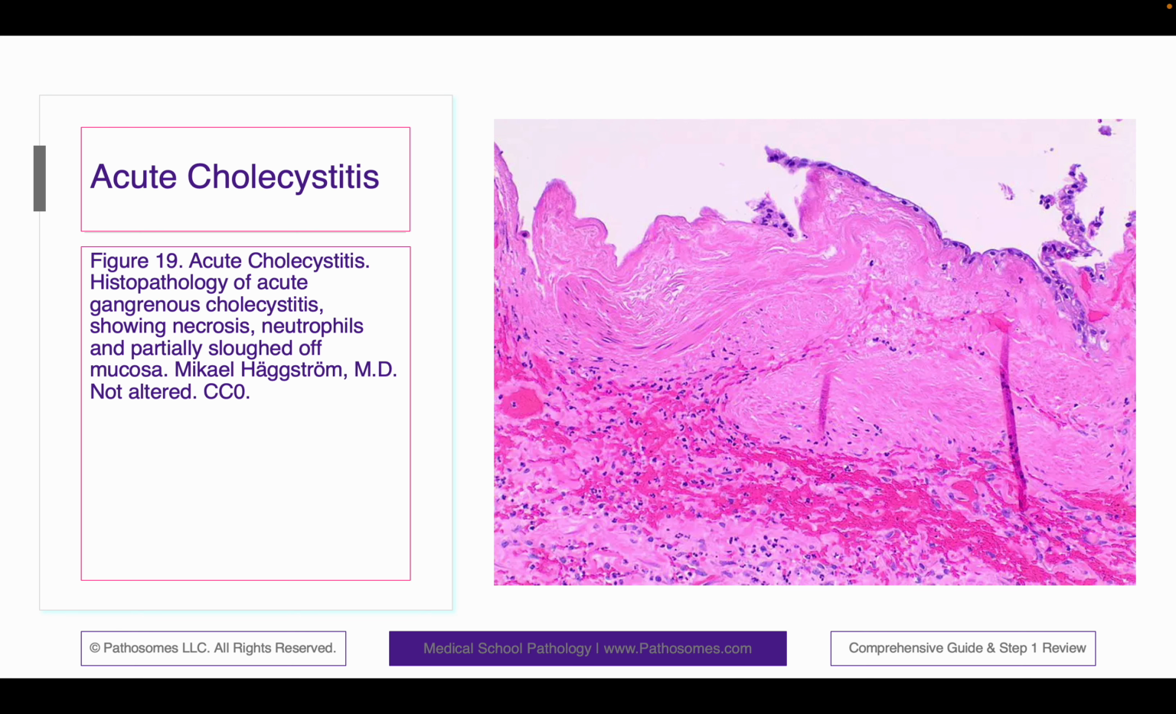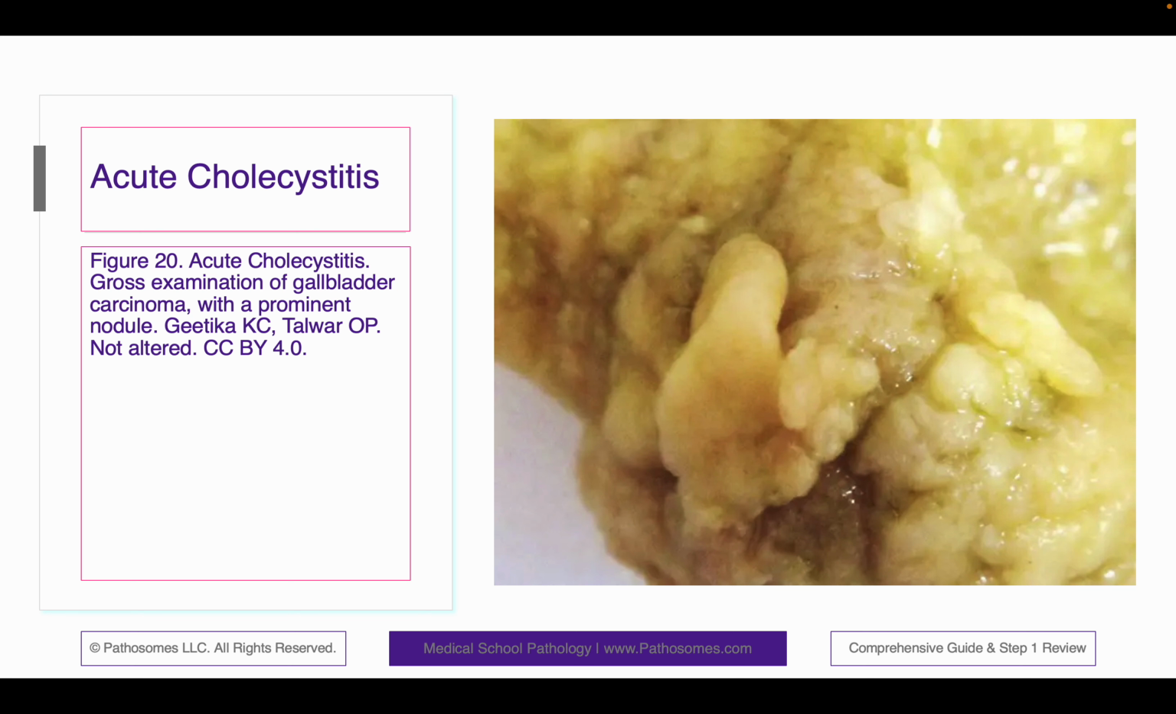Now this image is showing histopathology of acute gangrenous cholecystitis, showing the necrosis. And can you see the neutrophils and partially sloughed off mucosa? Now here is a gallbladder that's been opened up and examined grossly, and this is carcinoma. Note the protuberant mass, unorganized growth, the prominent nodule.